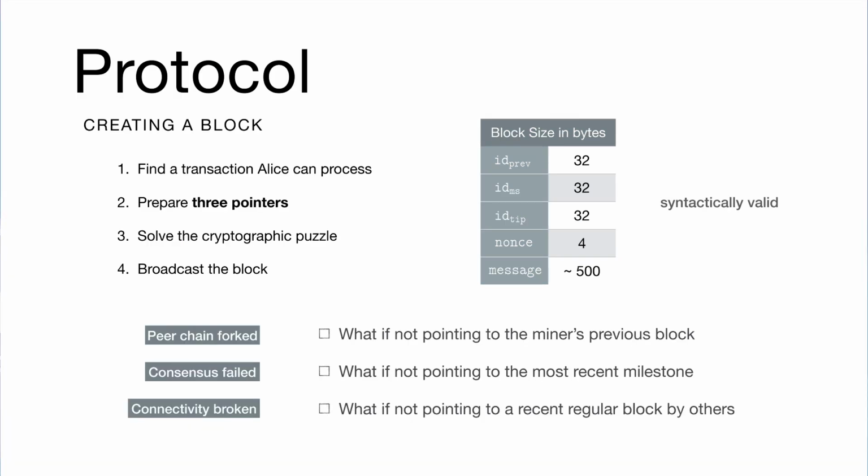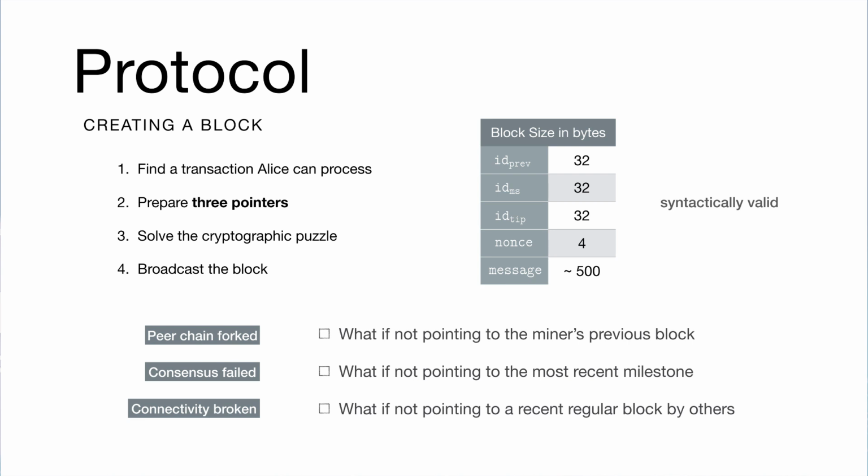There are a few issues in this design. First of all, in the syntactic validity check, there's no mathematical rule that forces each miner to point to her most recent block. That means a miner can be naughty: I have my own miner chain, but I don't point to my most recent block, I point to a previous one. There's no mathematical rule against that. This will lead to a peer chain fork, which is problematic later on.